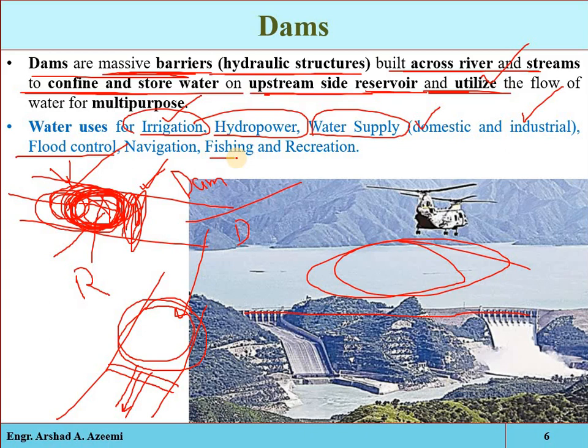For example, if you just construct a barrier, fish farming can be developed in that area, and also a tourist spot will be created. Okay, it will be a type of recreation spot. So simply we can say that a dam is just a barrier constructed across a natural waterway to store and control the water at the upstream side, and a reservoir will be formed, and then that water will be utilized for irrigation purposes, domestic and industrial water supply purposes, hydropower generation, flood control, navigation, fishing, and recreation.